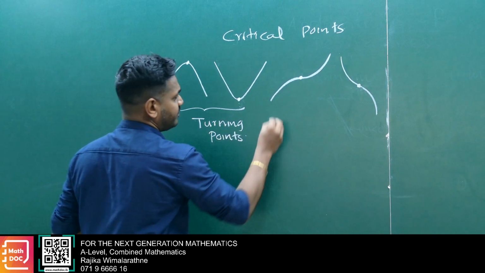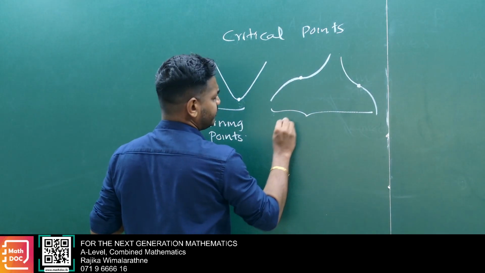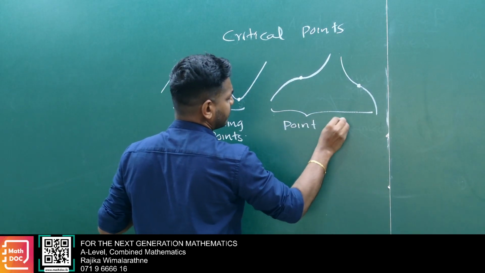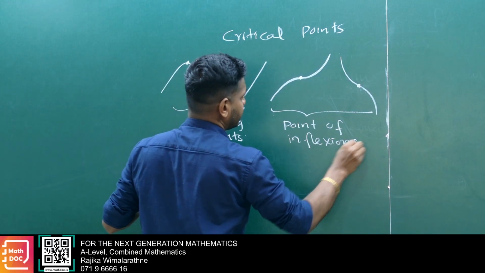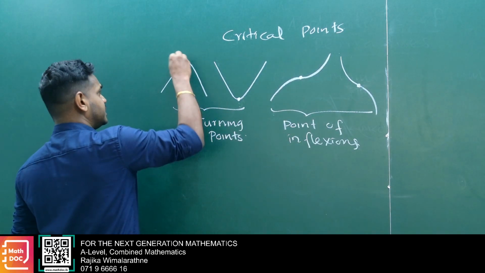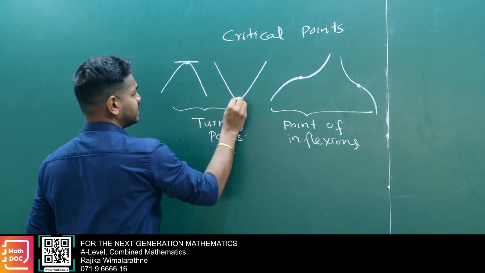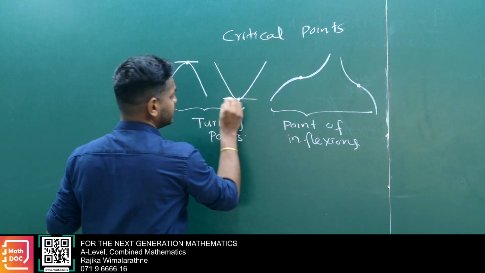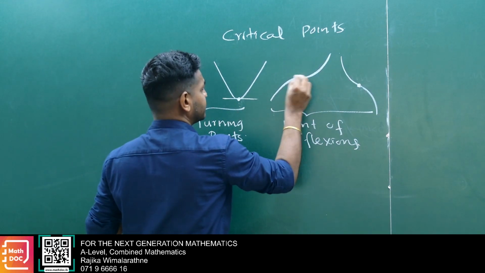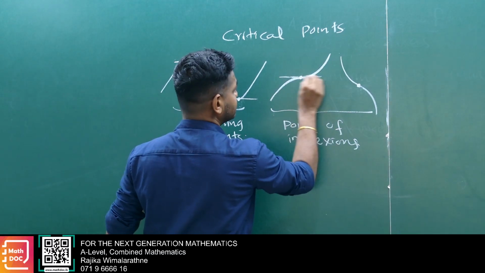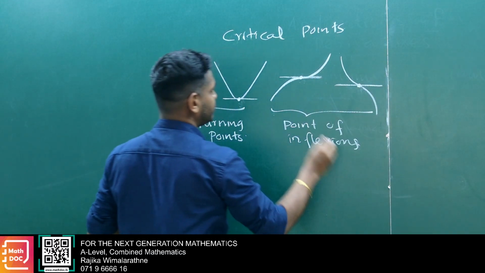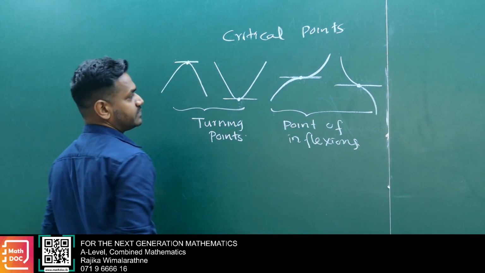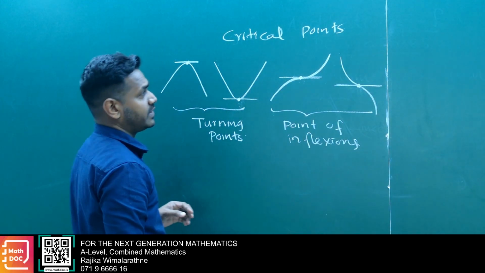Sketch with me. Here point of inflections. So when you sketch a tangent here, that is parallel to the x-axis. When you sketch a tangent at each of these, it is also parallel to the x-axis. Therefore, in all these cases the gradients are 0. Critical point.